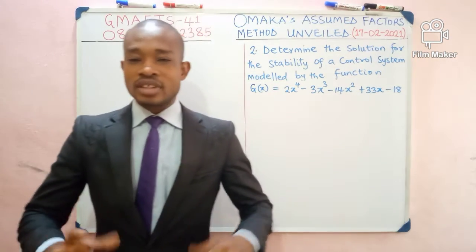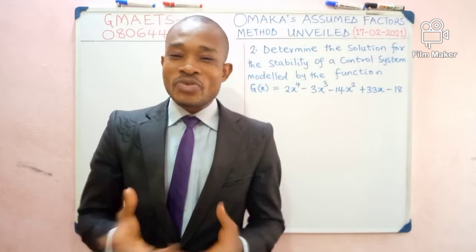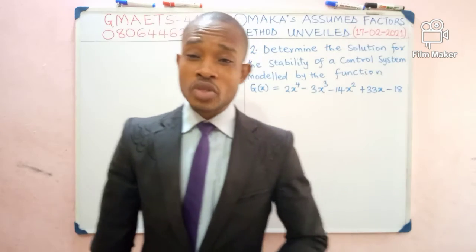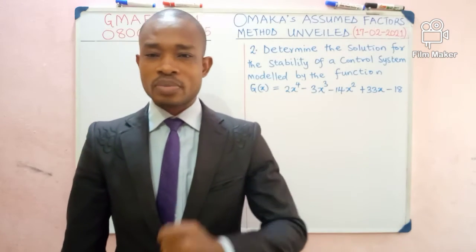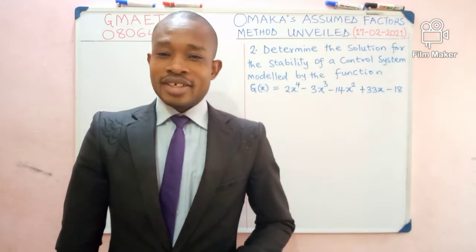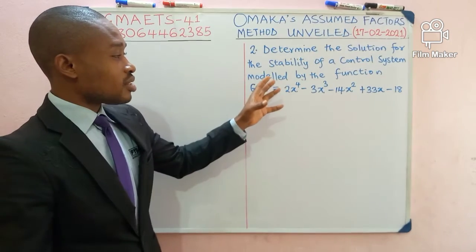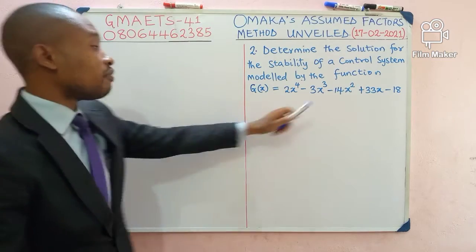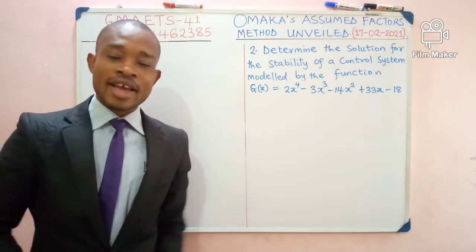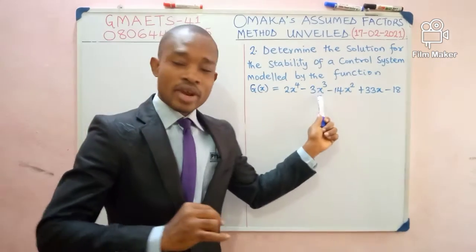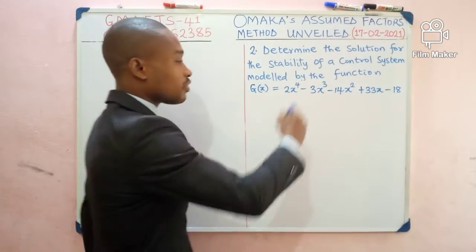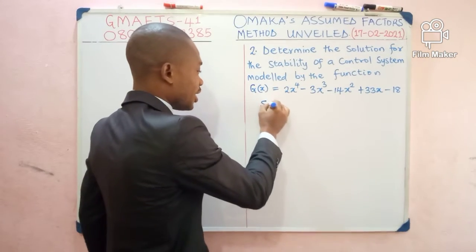So we have the second question as we run off with the unveiling of the OMAKA's assumed factors method of solving the polynomial problem. In this question number 2, we are asked to determine the solution for the stability of a control system modeled by the function g of x equal to 2x raised to the power 4 minus 3x raised to the power 3 minus 14x raised to the power 2 plus 33x minus 18.